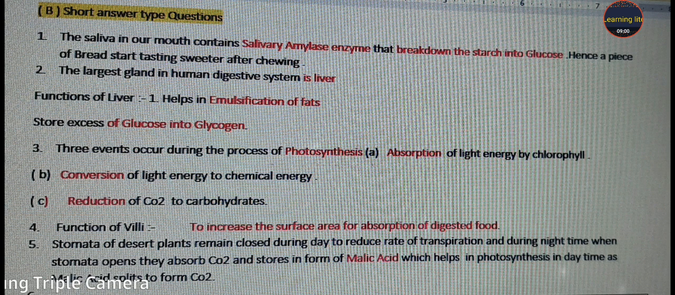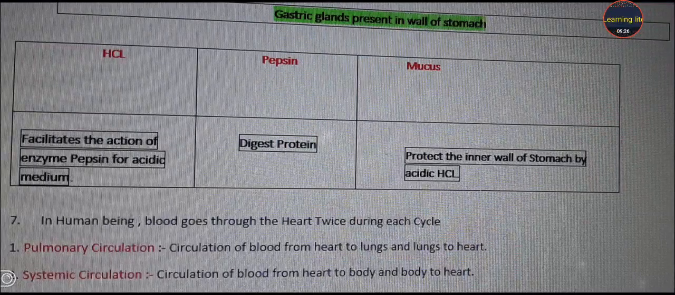Why do the stomata of desert plants remain closed, student? To reduce the rate of transpiration. During the night time when the stomata open, they absorb carbon dioxide and store it in the form of malic acid. And when photosynthesis occurs, the malic acid breaks down and forms carbon dioxide. Got it, student? Now move to our sixth question.